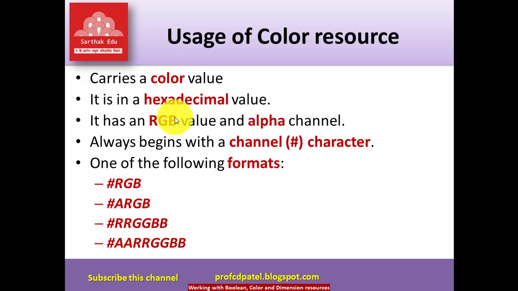Here RGB stands for red, green and blue. Each color resource is always defined or written with a hash sign. You can use any of these formats to define that color: hash sign, then your color from red, color from green and color from blue. Same as you can also use alpha channel and your RGB.